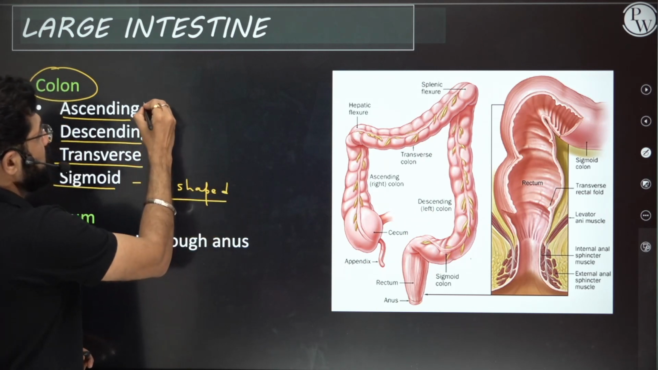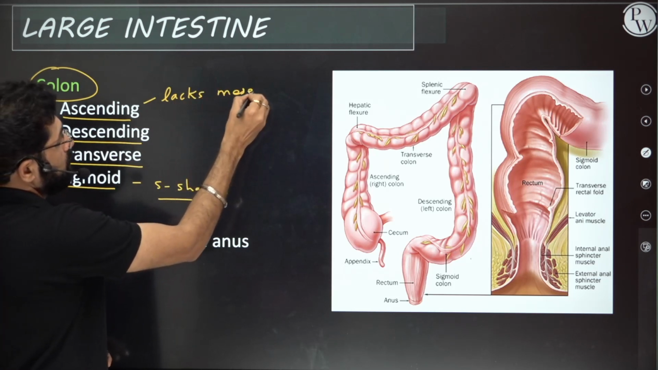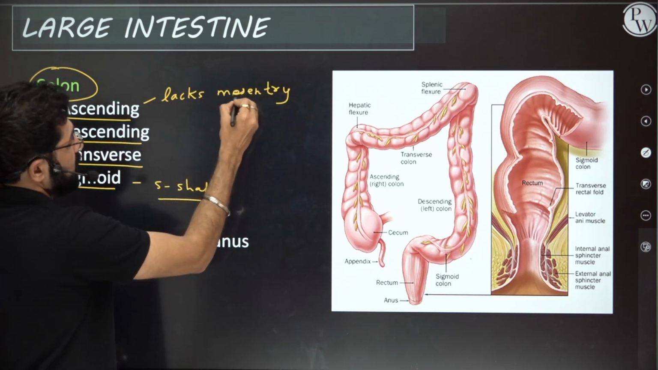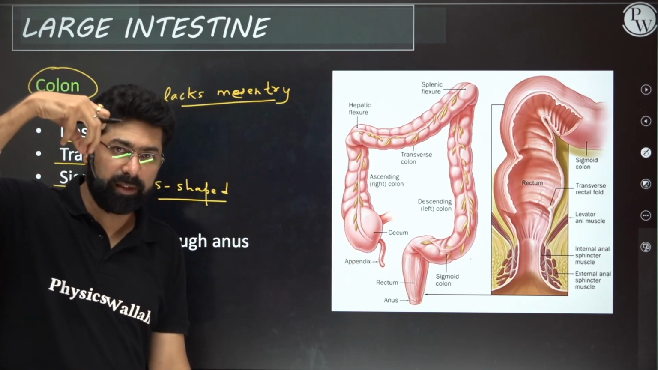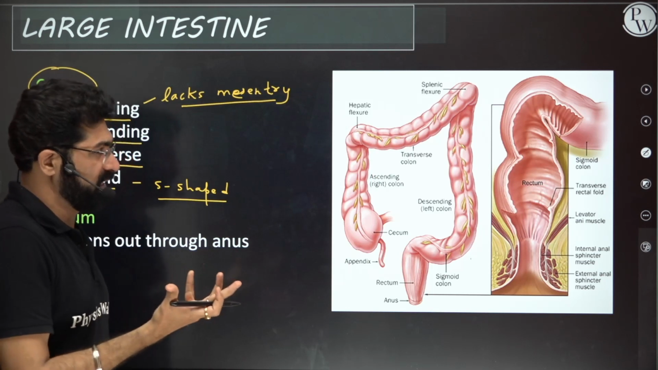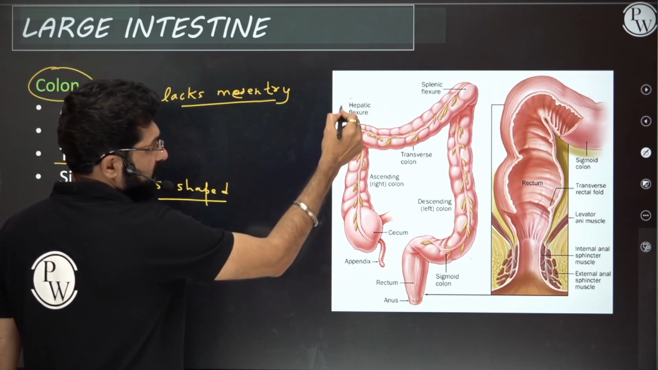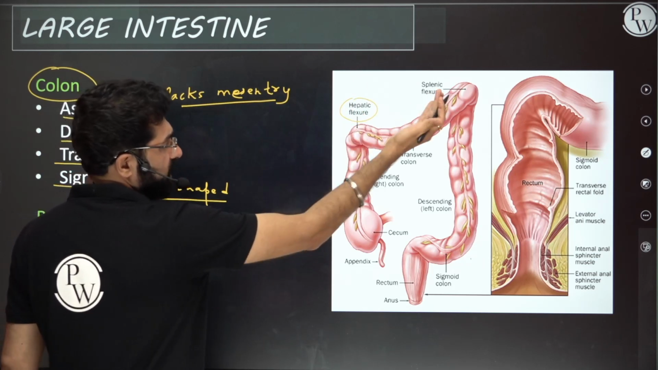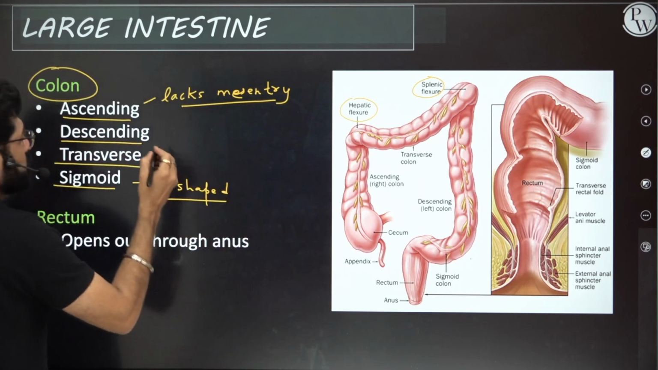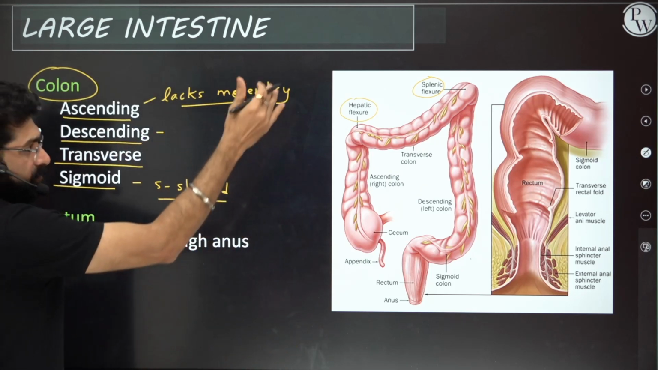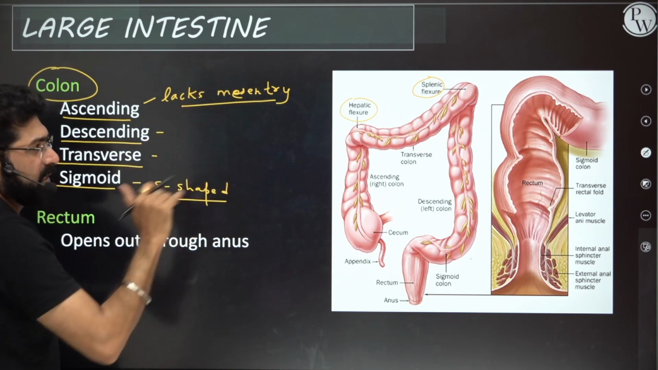Okay, the ascending colon lacks any kind of mesentery. Very important, this lacks mesentery. The ascending colon doesn't have mesentery because it is already held in that region, so it doesn't require mesentery anyway. On the right side you can see the hepatic flexure, there's the liver, and on the left side you'll have the spleen, so you have the splenic flexure in this part. The descending colon is below the splenic flexure here, and the transverse colon is below the pancreas.